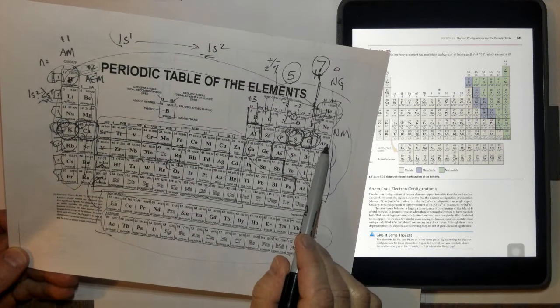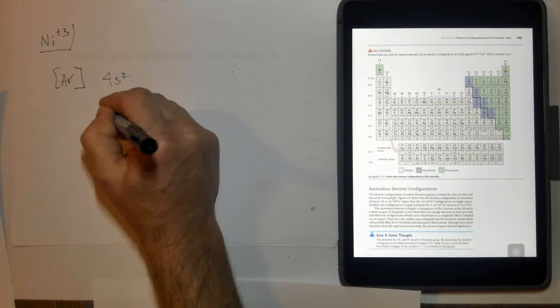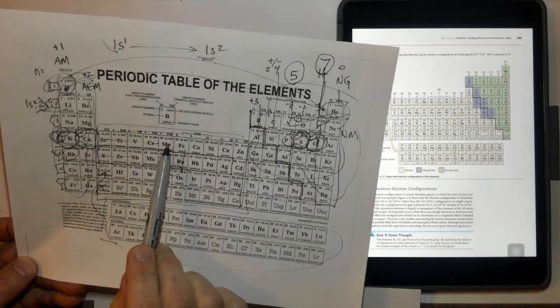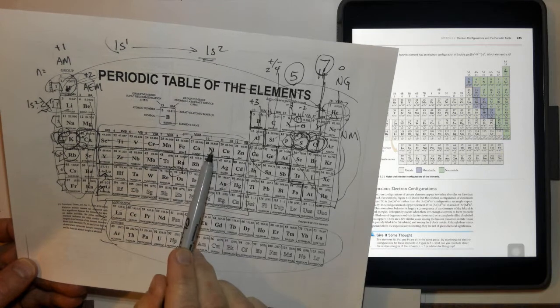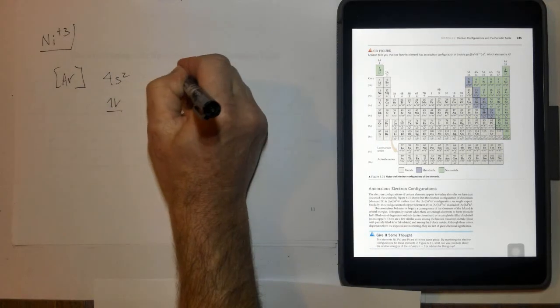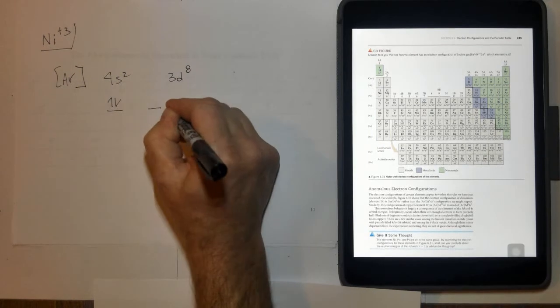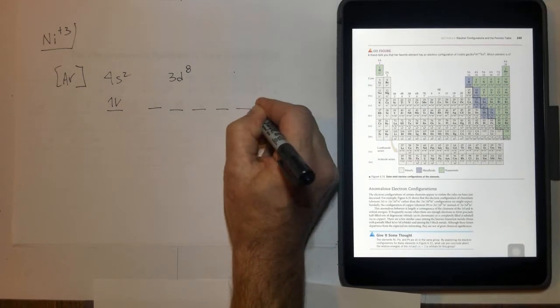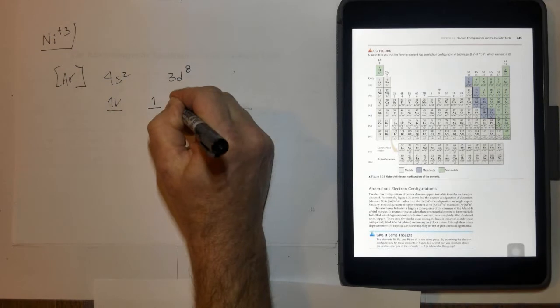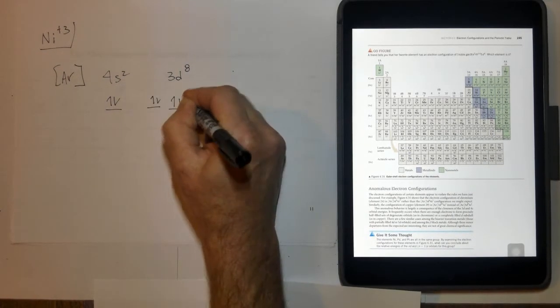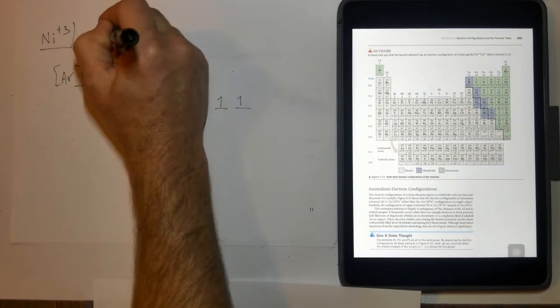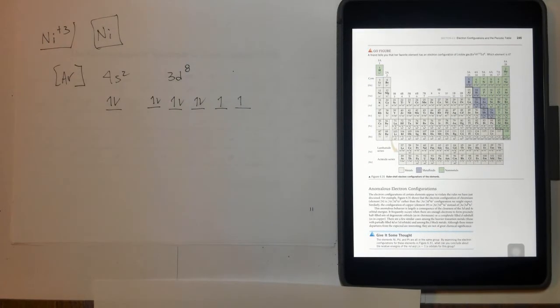And so we'd put argon as its starting. Then in a normal nickel, we'd write 4s2. And then I'll do the orbital notation like this. And then we'd go 1, 2, 3, 4, 5, 6, 7, 8 in the d. And remember, that'd be a set of 5 d orbitals, and so that would have 5 boxes. And we'd go 1 in each box, and then you'd start to pair them up. So 1, 2, 3, 4, 5, 6, 7, 8. So that would be nickel in its normal state, not the +3 state.